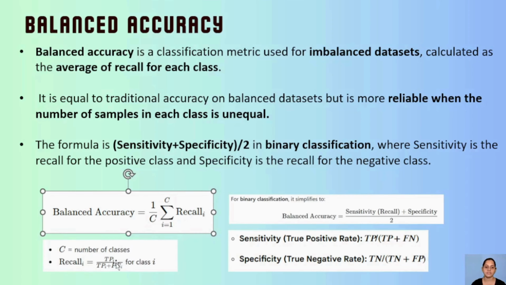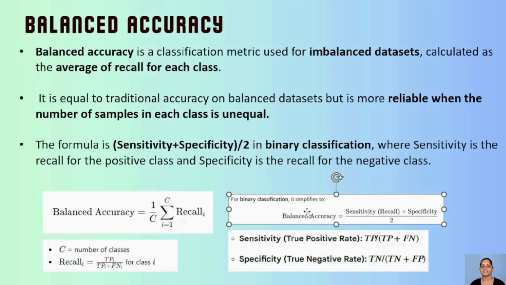And what is recall, guys? True positive divided by true positive plus false negative, and it is calculated for each class. Suppose we have 5 classes, then 5 times it is going to calculate the recall, then add it up, and then divide it by 5. For binary classification, it's a simplified manner: we just add recall and specificity and divide by 2, and this is the formula.